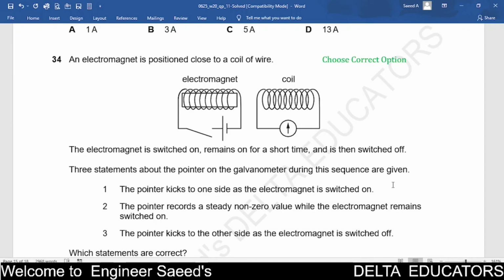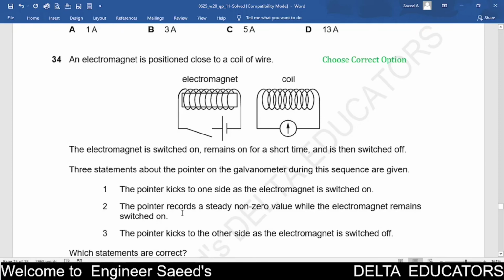Question number 34. An electromagnet is positioned close to a coil of wire. The electromagnet is switched on, remains on for a short time and then switched off. Three statements about the pointer on the galvanometer during this sequence are given. Number 1. The pointer kicks to one side as the electromagnet is switched on. Yes, it is correct. When we switch on the circuit, because of the induction, EMF will be induced in the coil and this needle will be deflected to one side. So 1 is correct.